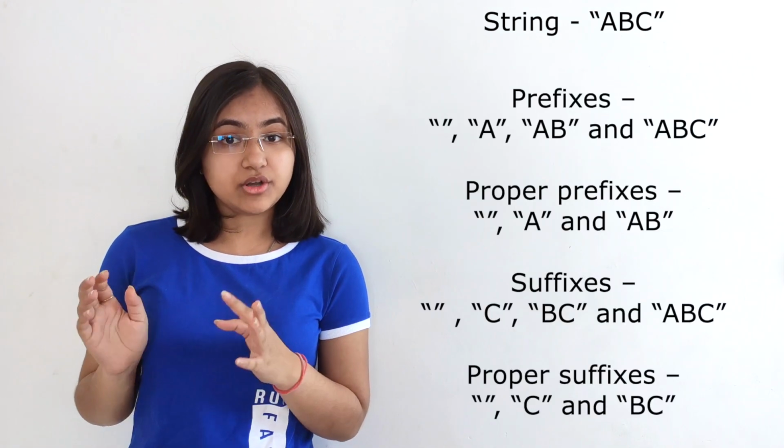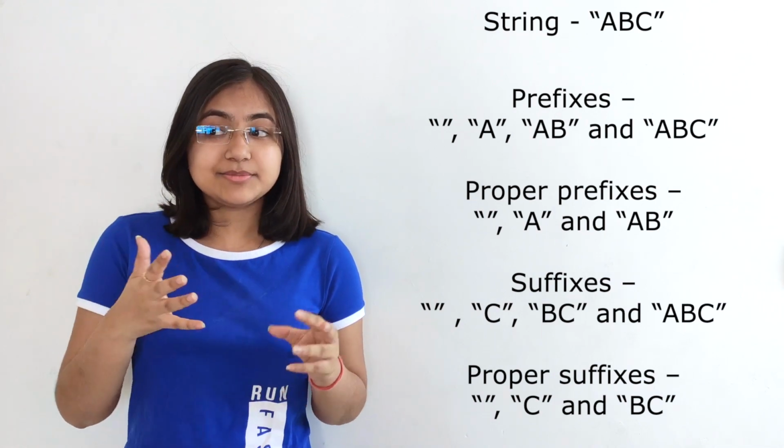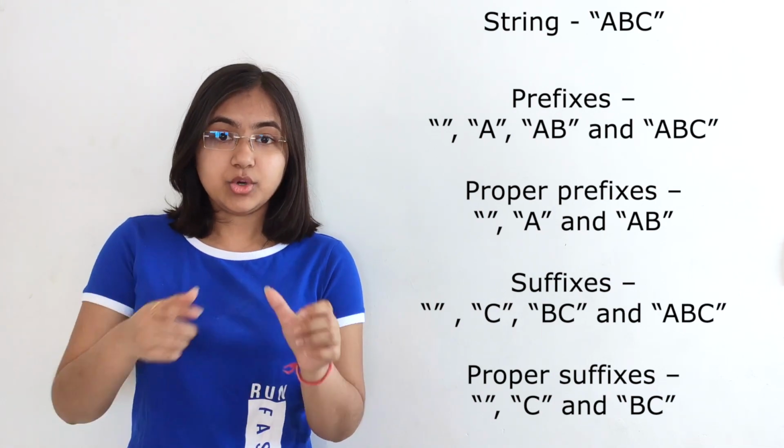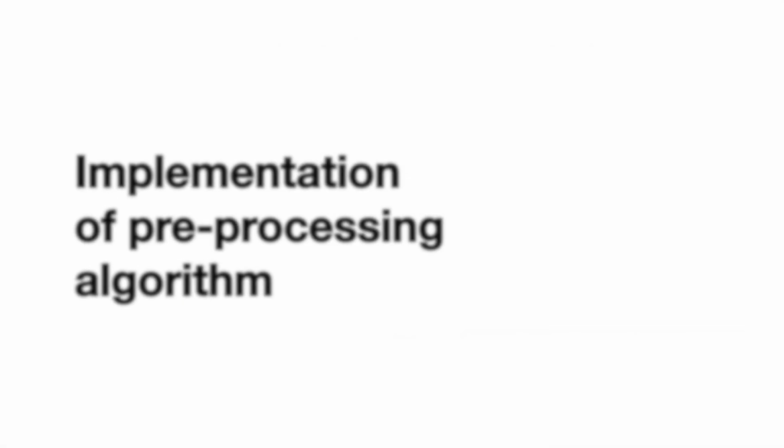Suppose we have a string ABC. Then the proper prefixes of the string would be empty string, A and AB. And the proper suffixes of the string would be empty string, C and BC. Now that we know what preprocessing is and why we need it, let us actually preprocess a pattern.